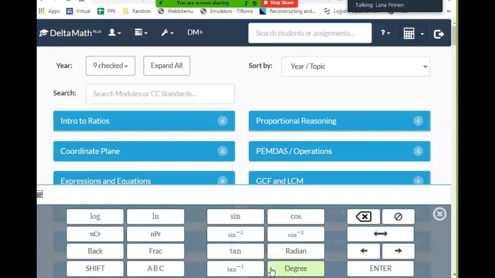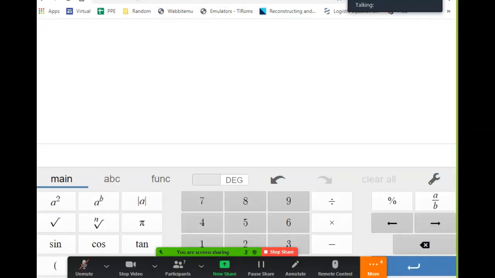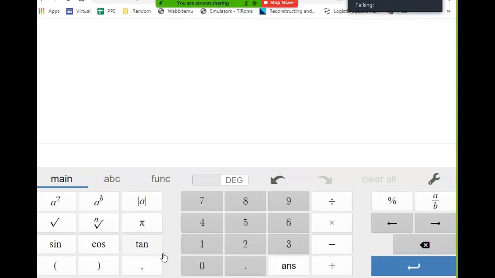And then if you are using the Desmos calculator, then right here is where you change between degree and radians, and whichever one you see is the one it's in. It's not like I hit degree, so now I'm in degree. It's whichever word you see, so this is in degrees.